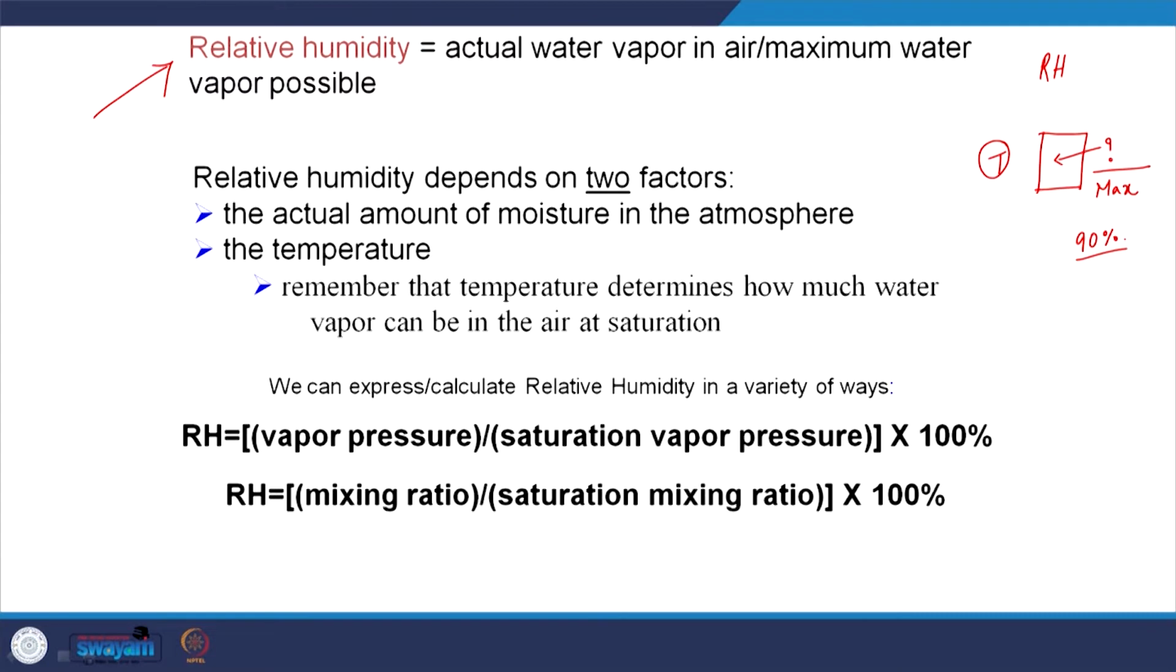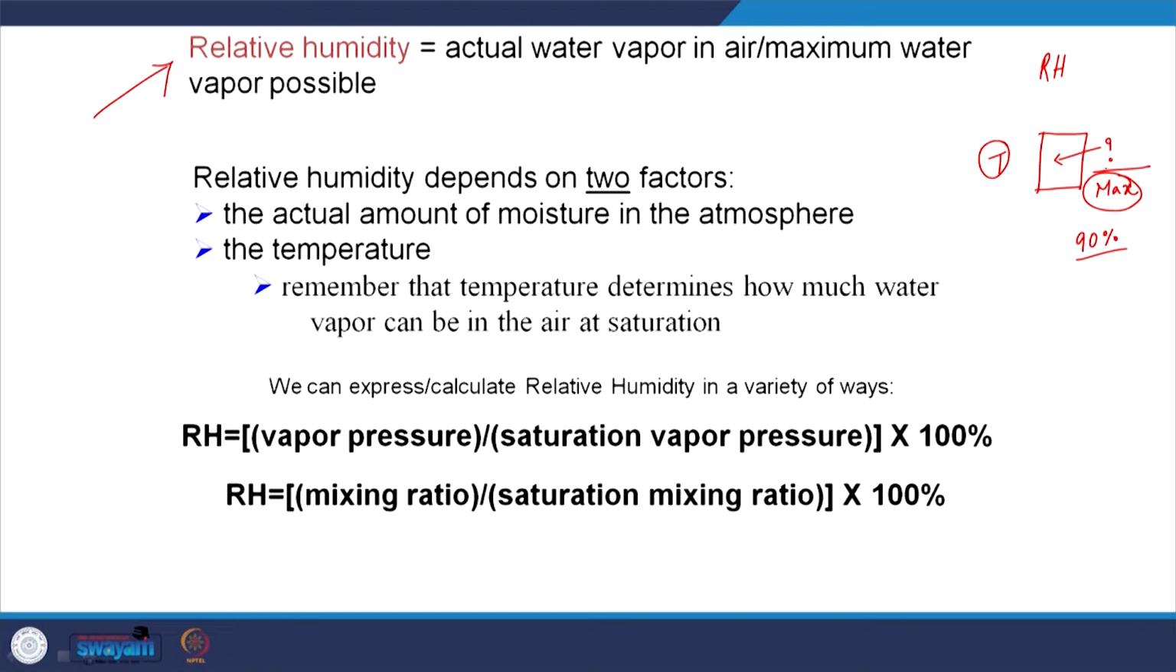Now, more importantly, the relative humidity depends on two factors. What does it depend on? The relative humidity depends on the actual amount of moisture in the atmosphere at any given point of time, and it also depends on the temperature. Why does it depend on the temperature? Because the denominator, the maximum amount of water vapor that can be contained, varies with respect to the temperature. As you keep on increasing the temperature, the air gets the tendency to accept more water vapor into it. So, the actual amount of water vapor present in the atmosphere will decide the relative humidity, being the factor in the numerator, and the temperature decides the maximum amount by varying the denominator.